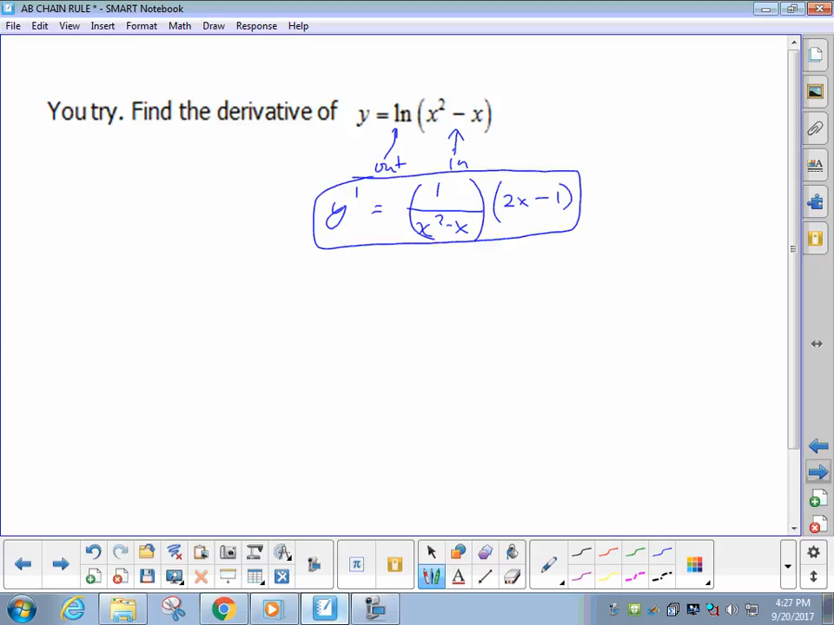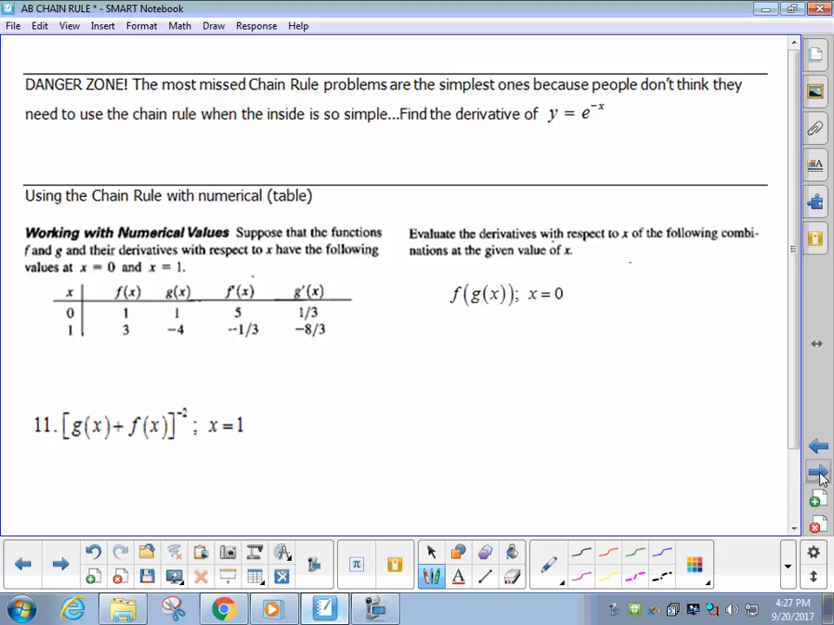Good. Okay, so sometimes the easiest ones are really the hardest ones. The ones that are missed most are problems like this one, y equals e to the negative x. And the reason is it's so clean, people forget they need to use the chain rule. It doesn't even slap you in the face with, yes, this is a function within a function. But it is a function within a function. You do need to use the chain rule.